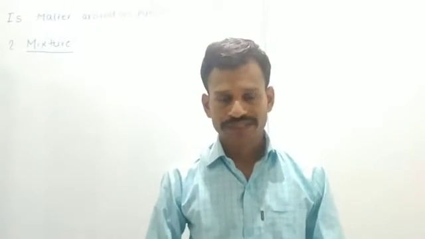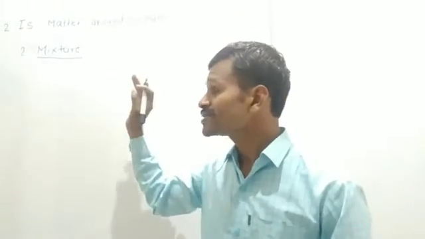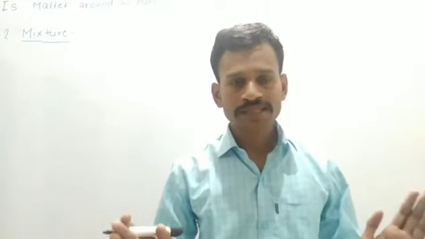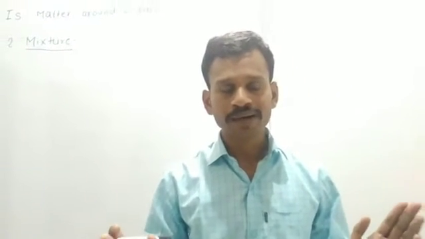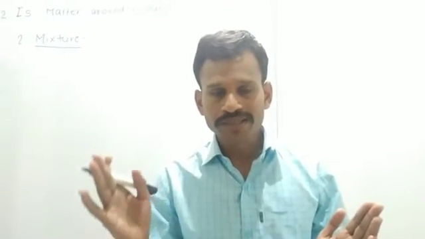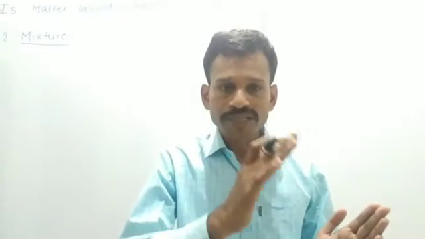So, students, we have already started a chapter. The second chapter is Matter Around Us Pure. In this chapter, we know the first concept is the chemical classification of matter. It is divided into two types: one is called the pure substance and the second is called the impure substance.